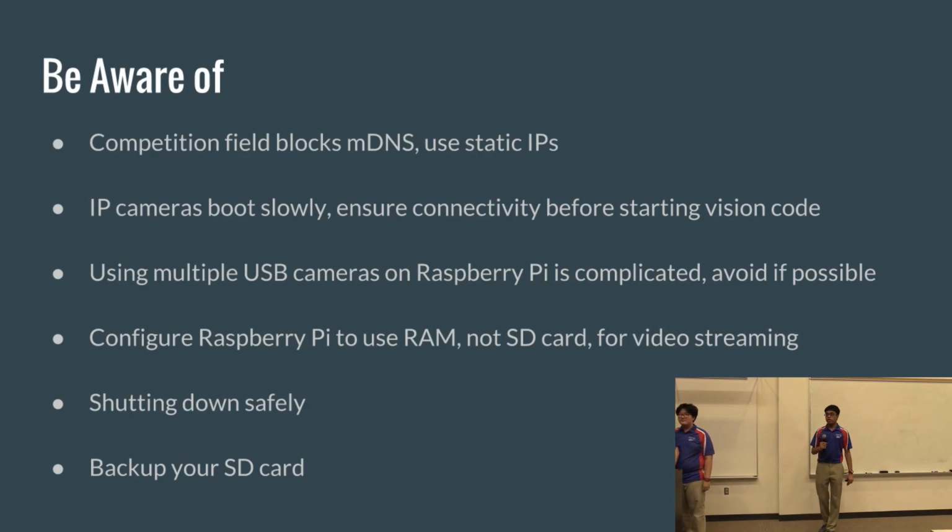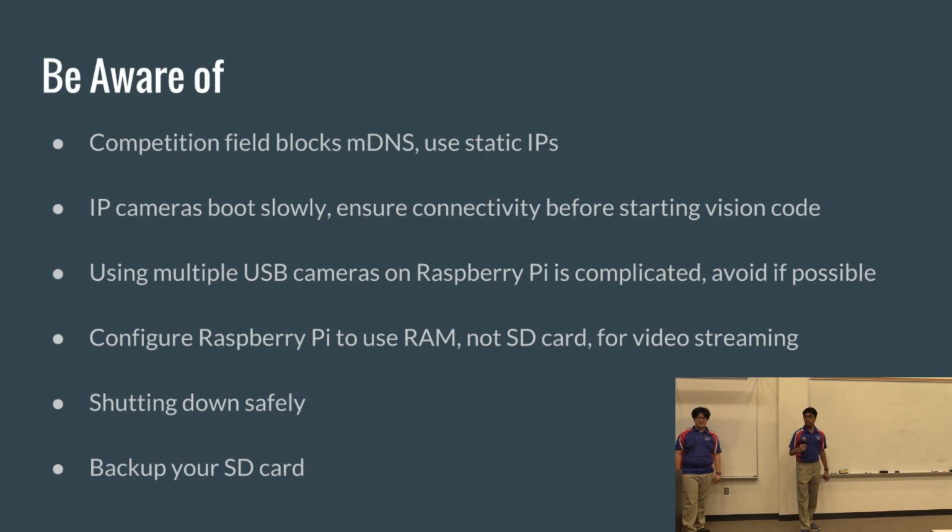Another thing to be aware of, IP cameras boot slowly, so you need to make sure that you're connected to the IP camera if you are trying to use it in your vision code. For example, you can run a ping to the IP camera repeatedly, and once you get a reply, you can start your vision code then, and that will ensure that you can talk to your IP camera before your vision code starts and you don't crash your vision code.